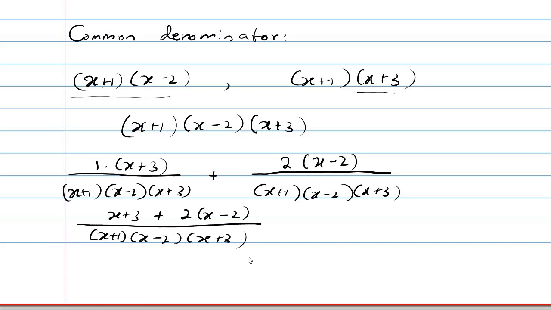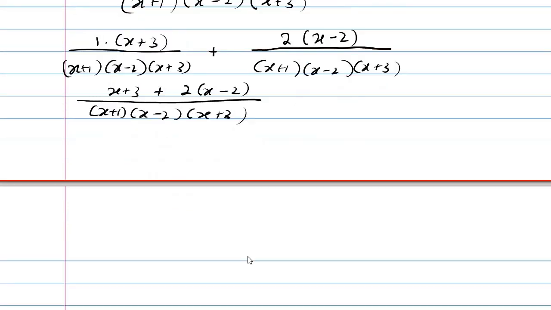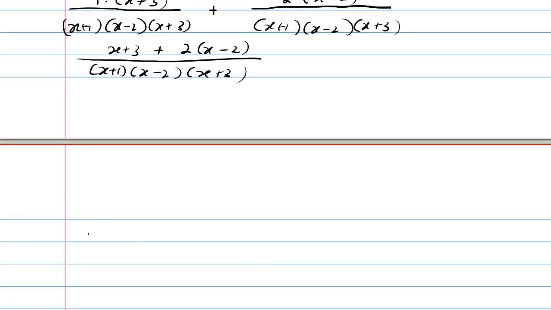Okay, good. Now we need to put them together. I mean, simplify the numerator. So x plus 3 is just as it is. Now we just distribute this. 2 times x is 2x. 2 times negative 2 is negative 4.